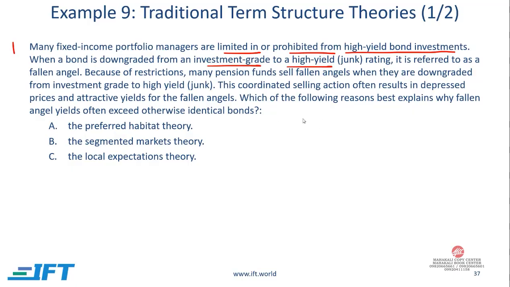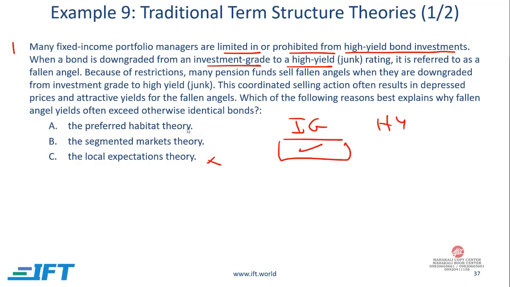So the issue here is that the markets are segmented in a sense between investment grade and high yield, and there is a constraint on certain managers that they can only buy investment grade bonds. So which theory does this remind you of? Is this the preferred habitat theory, segmented markets, or local expectations? So this is certainly not local expectations. In local expectations, the rates are completely unbiased predictors of future spot rates, and investors are considered risk neutral. So it doesn't really consider risk. So that's not the right answer.